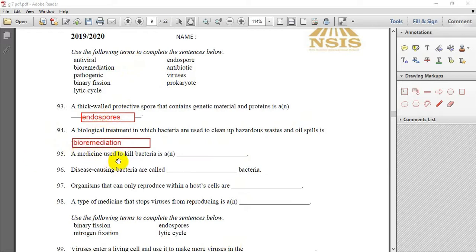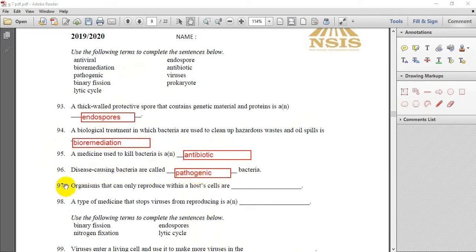95. A medicine used to kill bacteria. What do we use to kill bacteria? Yes, antibiotic. Question 96. Disease-causing bacteria. The bacteria that cause diseases, we call pathogenic bacteria. So the harmful bacteria are called pathogenic.